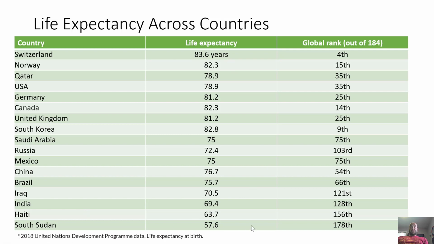Or if you take the longest lived country in the world, Hong Kong, and you compare that to the shortest lived country in the world, Central African Republic, it's more than a 30-year difference in terms of life expectancy. And so what we're going to see is that a lot of this has to do with child mortality rates.